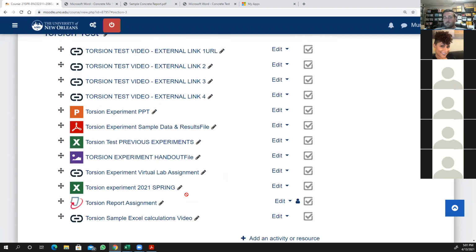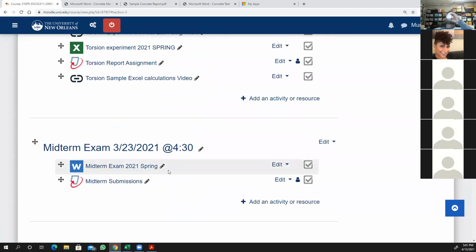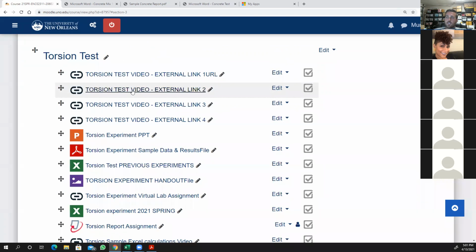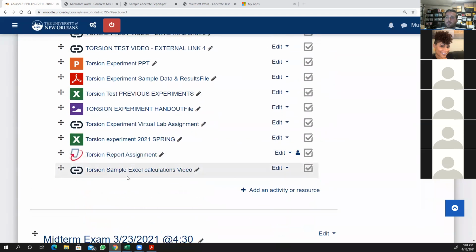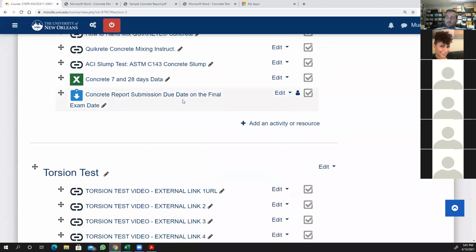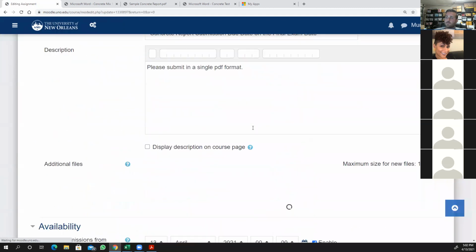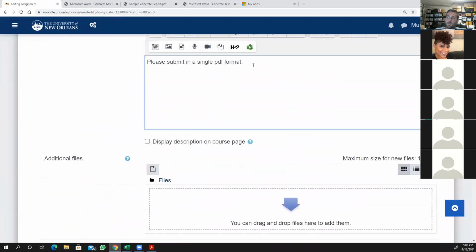Perfect. When we submit the concrete paper, do we put the Excel sheet in also? We just want the Excel stuff to be included in the report as a PDF, right? Please submit in a single format.